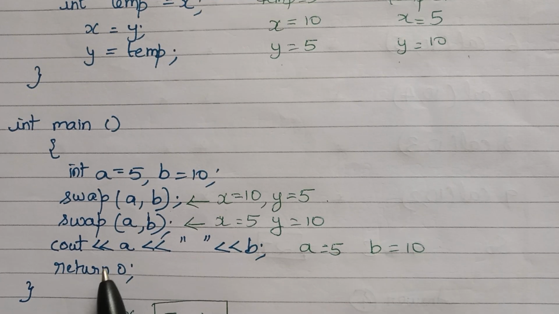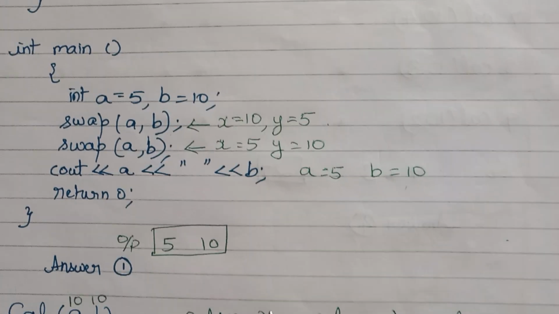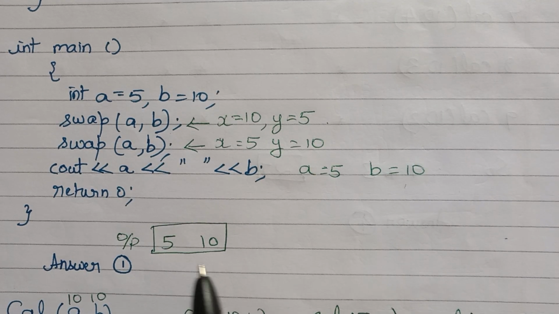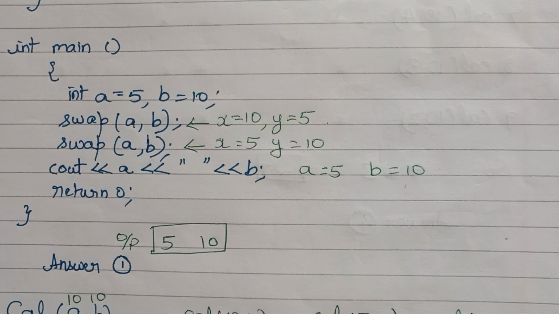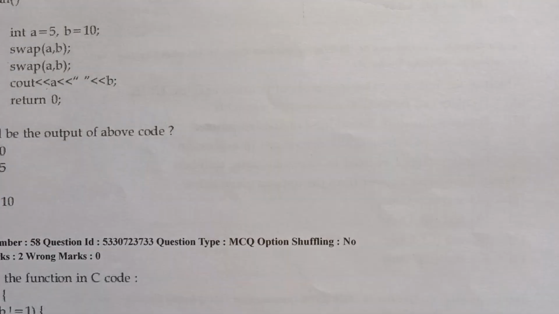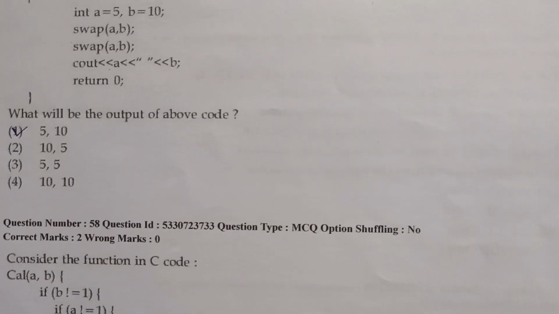Here when you output the a and b values, you have a as 5 and b as 10. So the output is 5 and 10. This is the output. So the correct answer for number 57 is the first option, that is 5 comma 10.